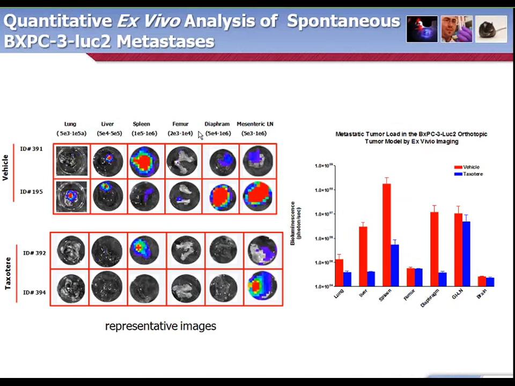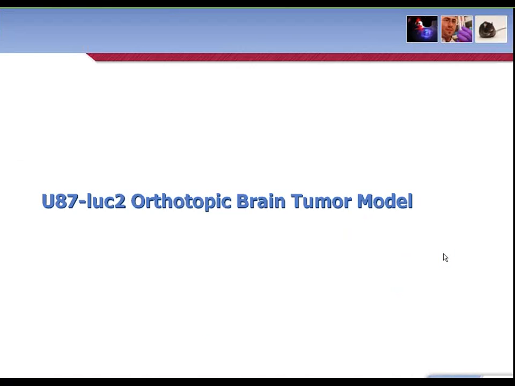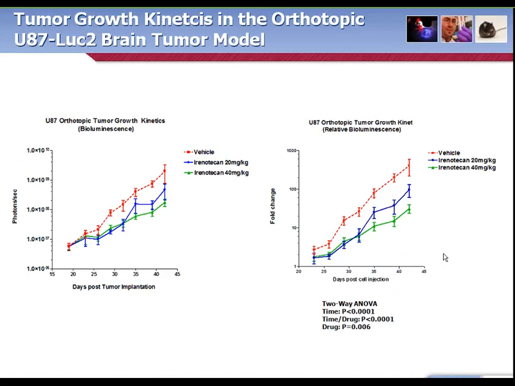Looking at metastases at the end of the study, again, various different tissues, you can see a significant difference in terms of the light that we're seeing from lungs, vehicle treated versus Taxotere, liver, same, spleen, and you can see that all graphed on the right side here.